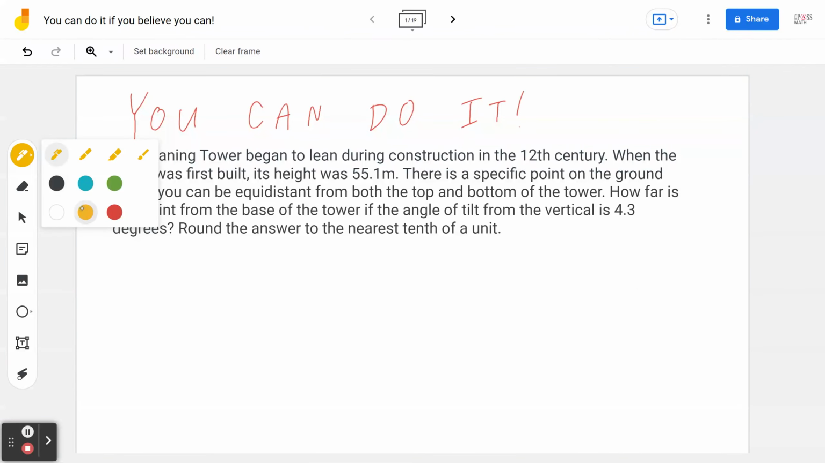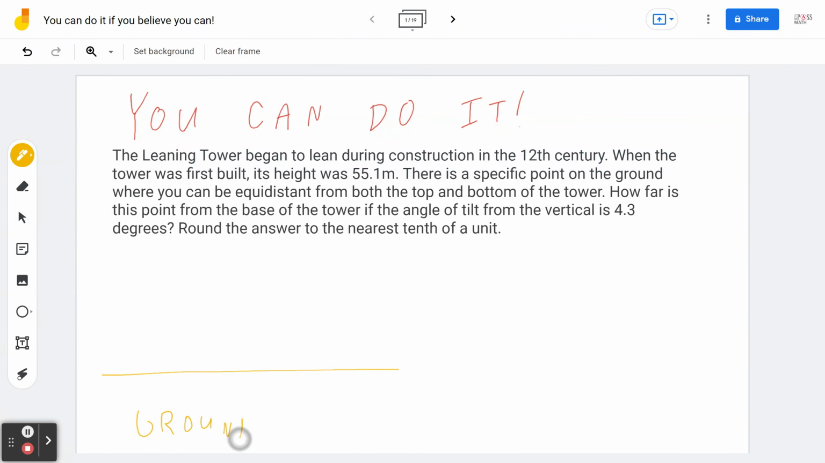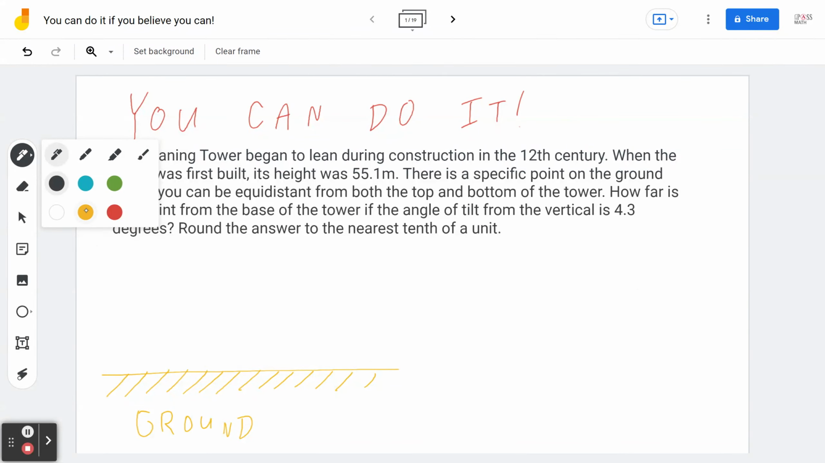So right now we're going to say this is the ground. And again, I'm going to use a different color for your reference for the tower. And of course, I'll still draw this vertical line so you can see the tilt. Now, the tower is going to be somewhere there. And again, this is not perfectly to scale. I just want to give you that idea that the tower, the leaning tower, is leaning to the right.